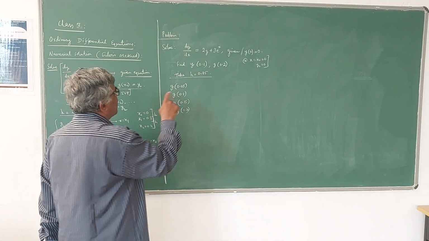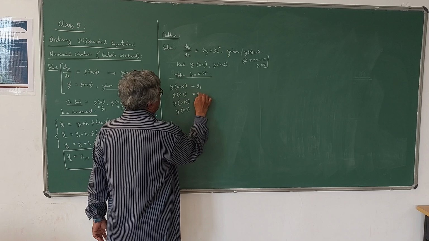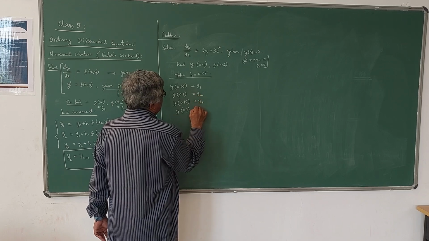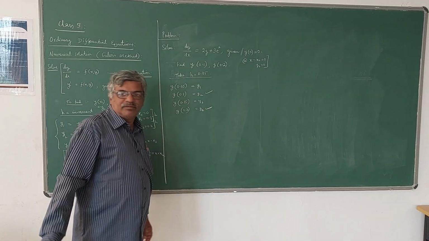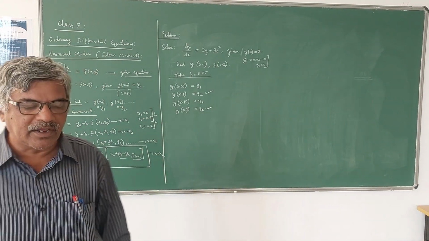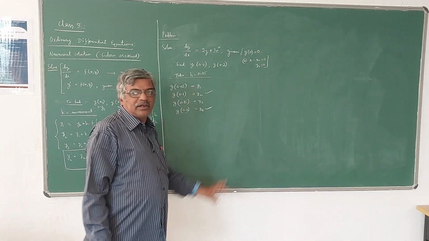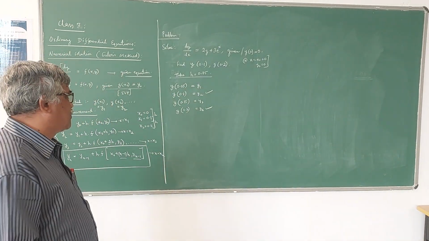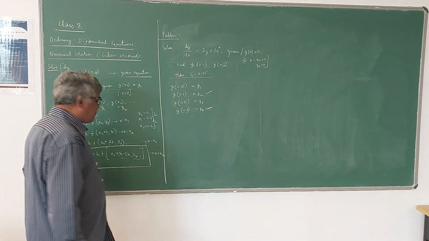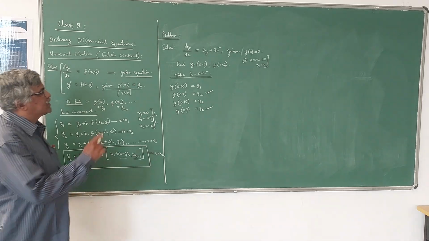Increment is 0.05. So this is your y1, this is your y2, this is your y3, this is y4. So he has asked this value and this value. Directly we cannot get them because the increment is fixed here. So depending on the value of the increment h, we have to decide how many iterations we have to do. We will use the same formula. This is the formula for Euler's method. So let us take one by one.